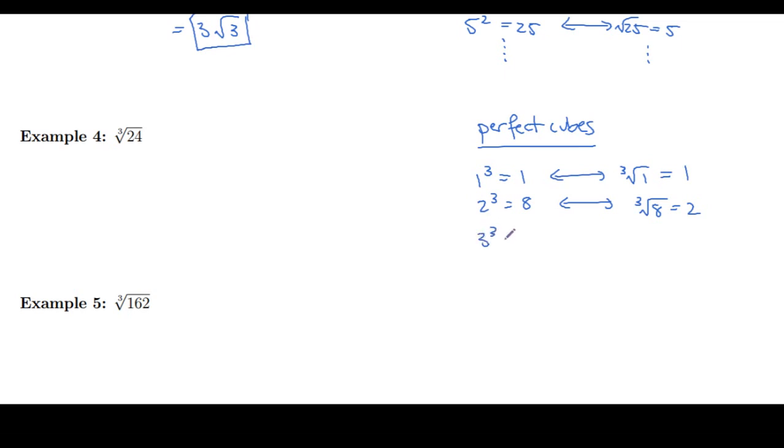And 3 cubed is 27, so the cube root of 27 is 3. 4 cubed is what? 4 times 4 is 16, 16 times 4 is 64, right? So the cube root of 64 would be 4, and so on.